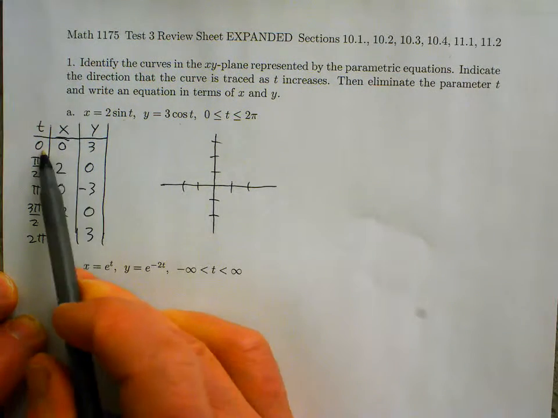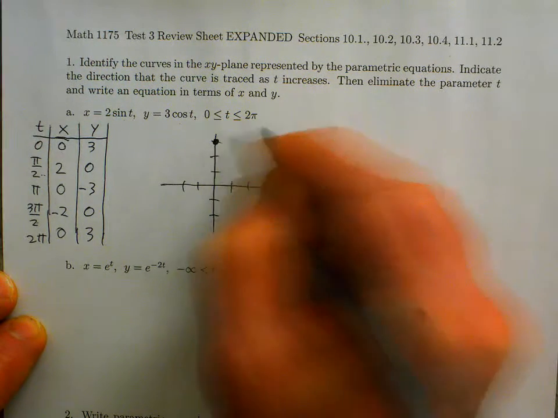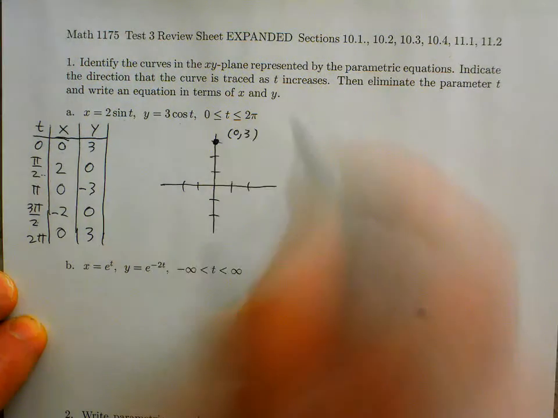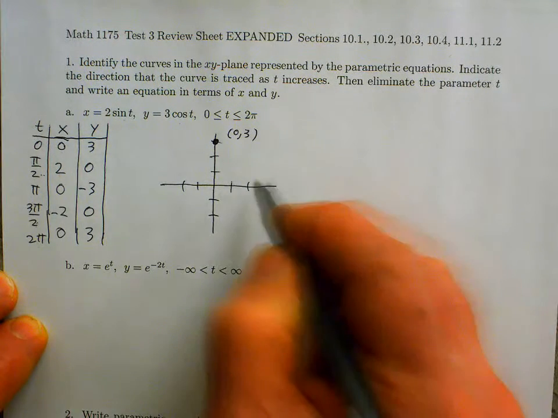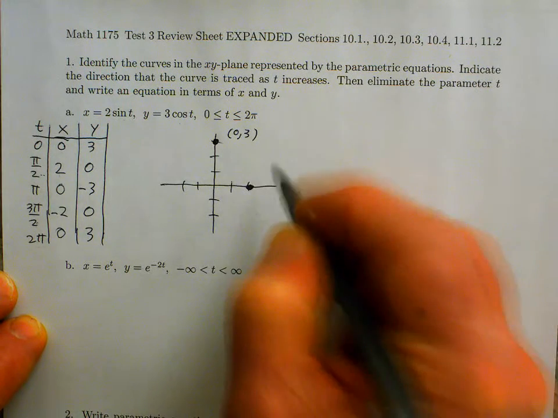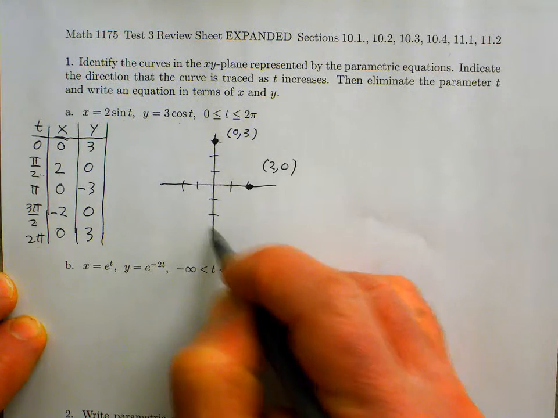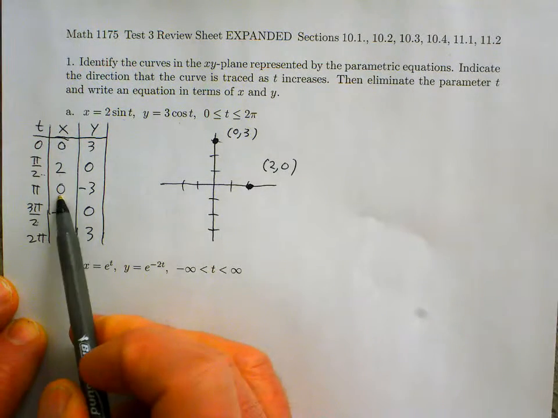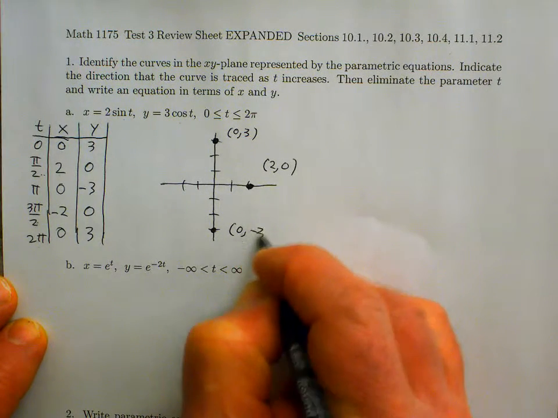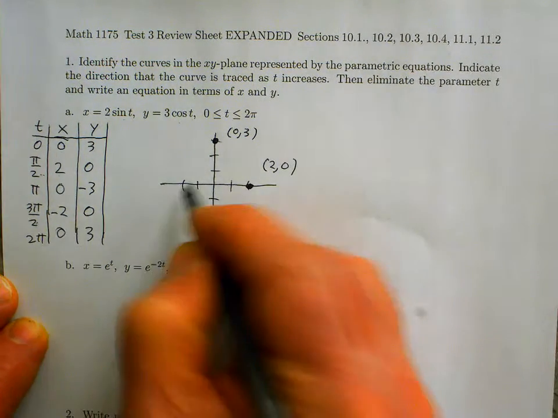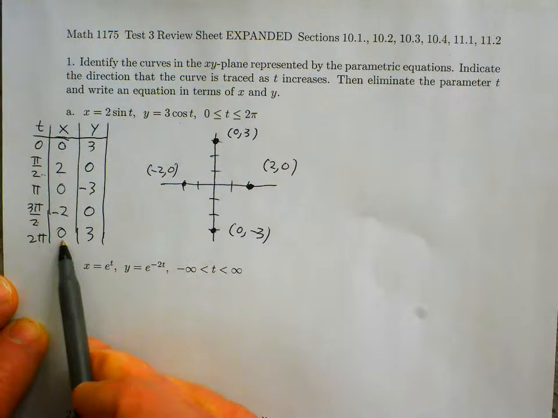so when t is 0, the x-coordinate is 0 and the y-coordinate is 3. So we get the ordered pair of 0, 3. Then at pi over 2, the x-coordinate is 2. The y-coordinate is 0. Then we have the ordered pair of 0, negative 3. The ordered pair negative 2, 0. And then 0, 3 again.